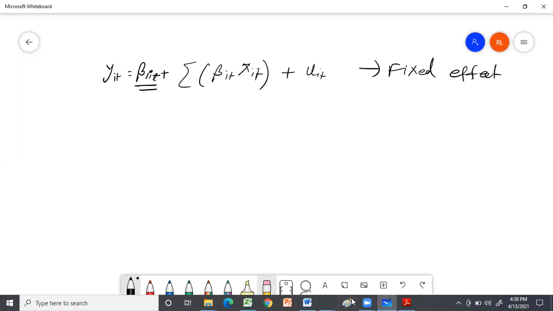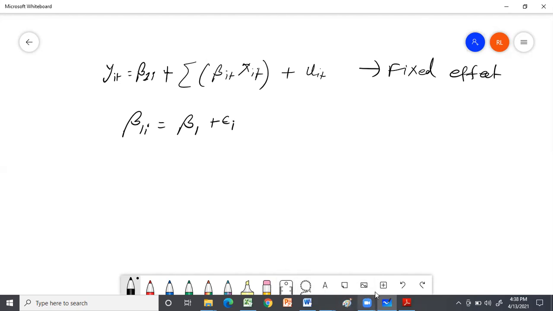But here in the fixed effect model, I did not put down T, I just put down I. I means this constant intercept will not vary across time. In the random effect model, this beta 1I would be written down as beta 1 plus EI. Okay.